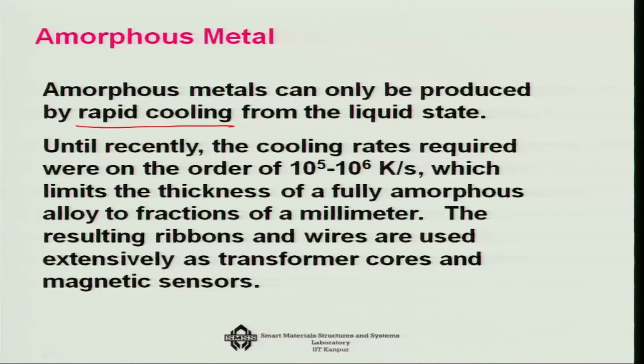Now, until recently the cooling rate required is of the order of 10 to the power 5 to 10 to the power 6 Kelvin per second. So fast you are supposed to cool it if you want to really make a metal amorphous. So, naturally, even if you can make it, you can make it only to a fraction of a millimeter thickness. That means you can make some ribbons and wires, etc., which you can use for transformer cores or as magnetic sensors.